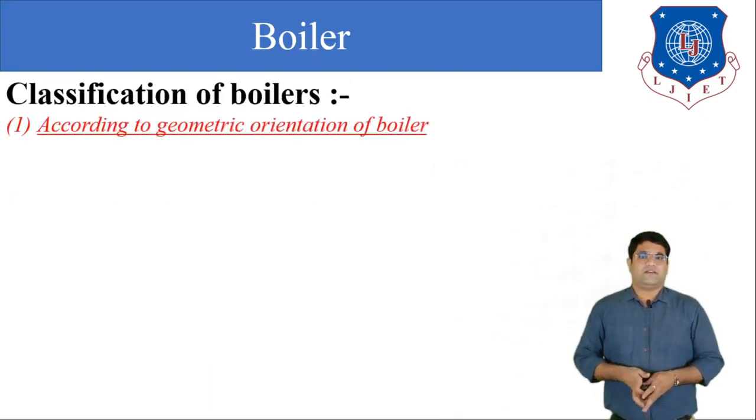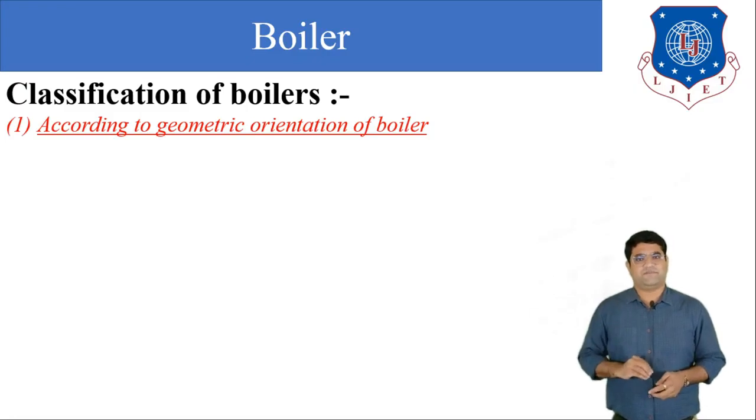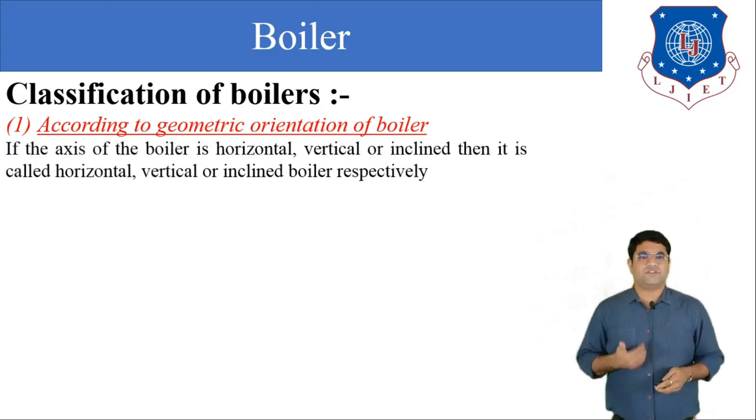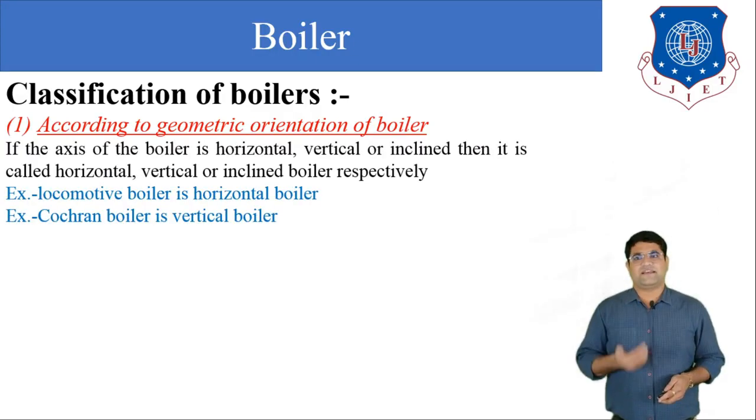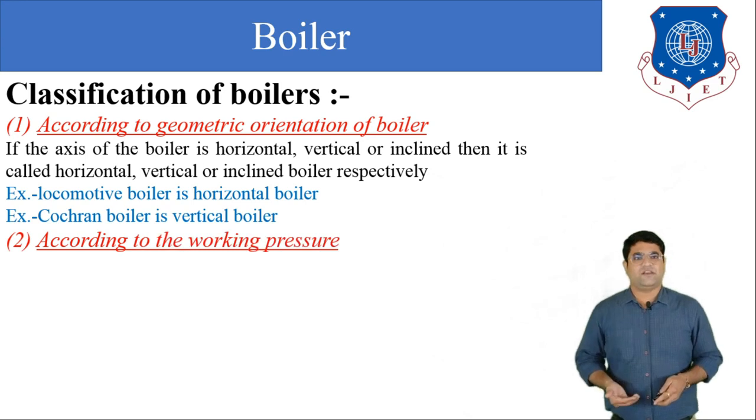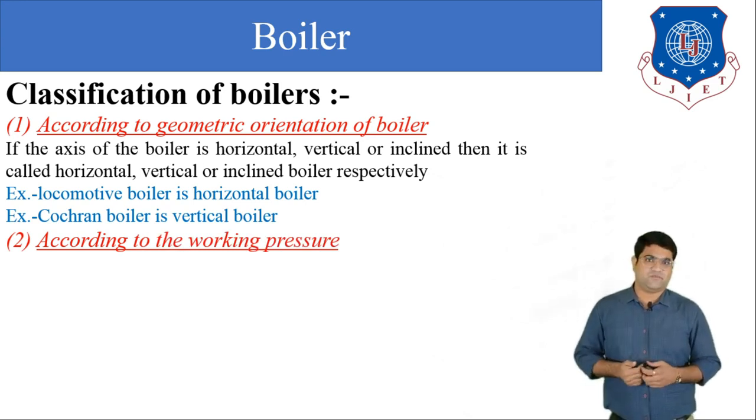Now we are going to discuss the classification of the boiler. Boilers are classified according to many types. Let us discuss them one by one. The first classification is according to the geometric orientation of the boiler. According to the geometric orientation, we can classify it into the horizontal boiler, vertical boiler and the inclined boiler.